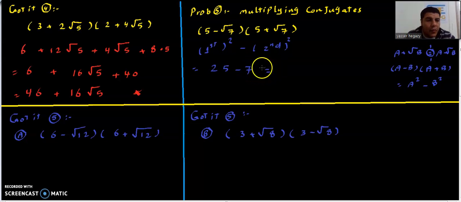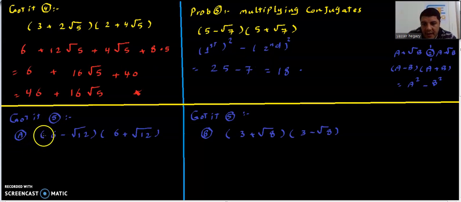Why is it 7, Mr.? As we multiply the square root of 7 by the square root of 7, it equals 7. Or the square root of 7 to the power 2 cancels the square root. 25 minus 7 equals 18. Here is problem 5. Let's go to the next one.